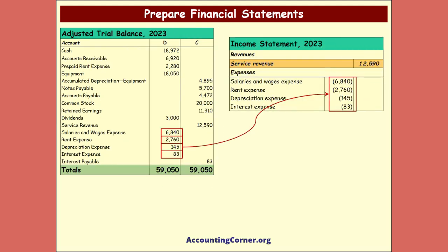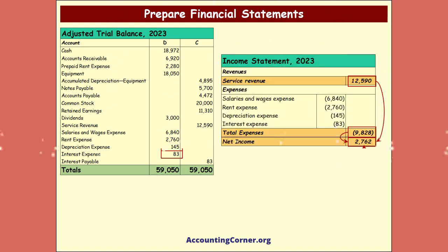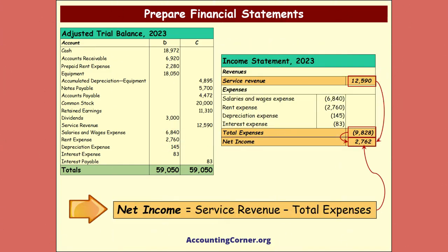Further, we continue with all types of expenses, which are also taken from the adjusted trial balance. The amounts are put as negative, since these are opposite to revenue. Subtract total expenses from service revenue to calculate net income. This is a vital metric that indicates the financial performance of the business. Understanding net income is important because it reflects how much profit the business retains after covering all its operating expenses.